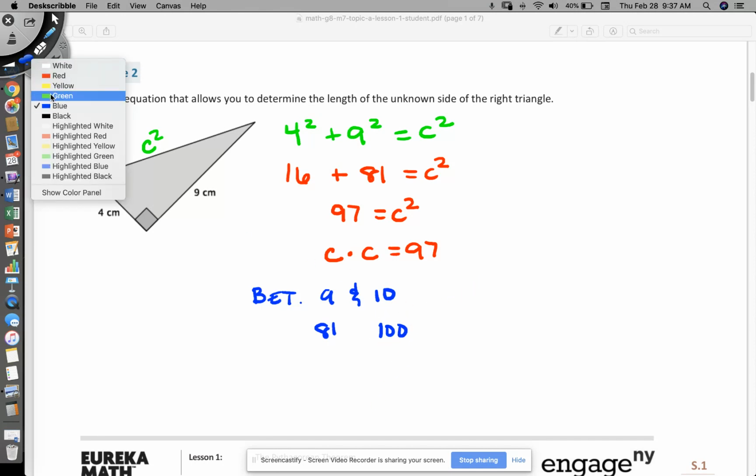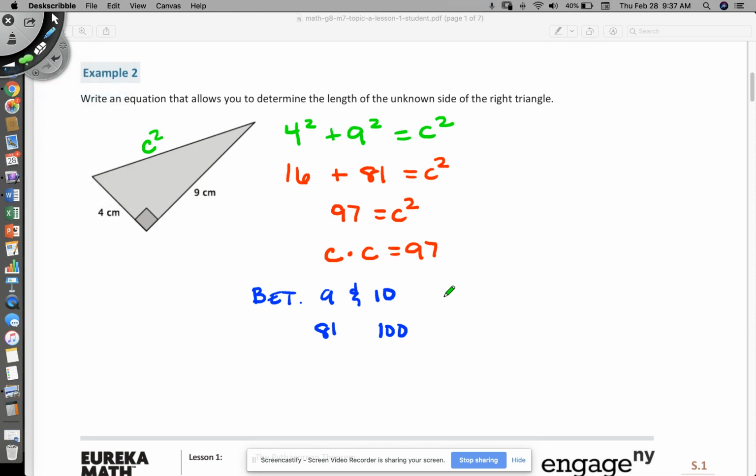So our final answer is going to be an estimate. So we're going to say the answer is about, using the about symbol there, which is squiggly equal signs. It's about 10 centimeters long. Because you cannot have an irrational, and this is called irrational when it's not a perfect square. You can't have an irrational length of a side of a triangle. So we just go ahead and try and give the closest measurement possible to it.